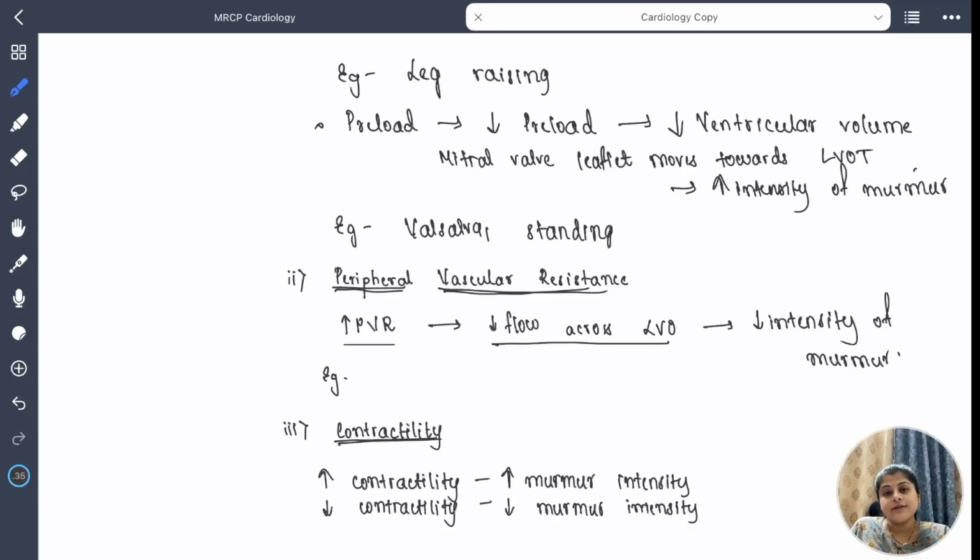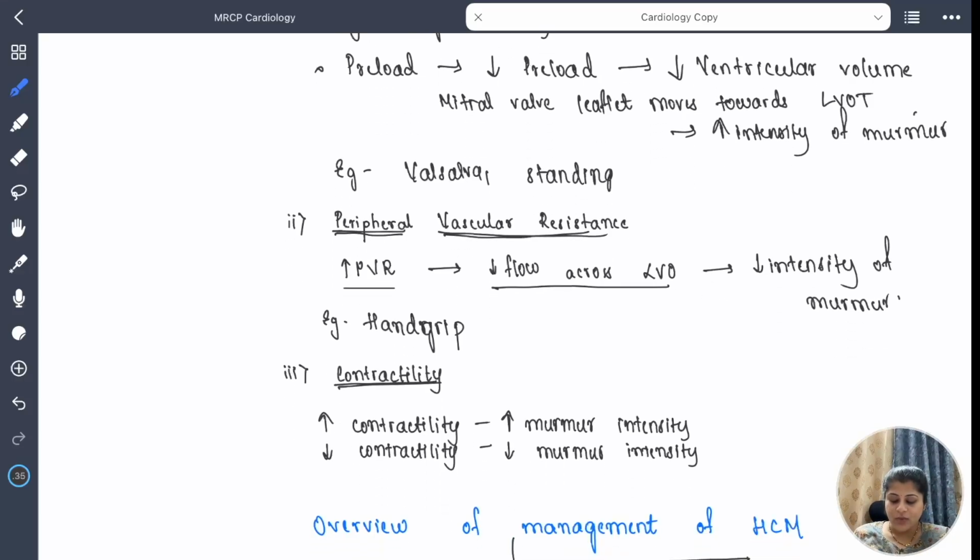What are the conditions that will increase the peripheral vascular resistance? Hand grip. Okay. The third one is contractility. If the contractility increases, the blood flow across the aorta increases and the murmur intensity increases. And if the contractility decreases, there is decreased intensity of murmur. This is very important for the treatment aspect.